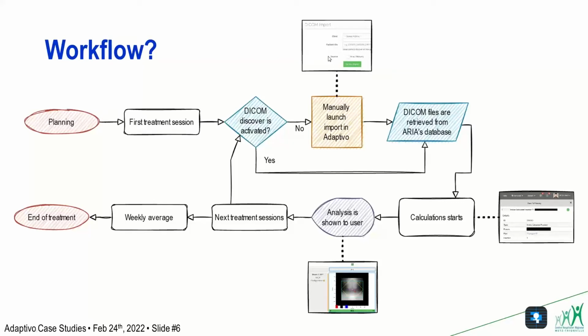You just have to type the patient ID in the import window of Adaptivo. Once the data are retrieved, the calculations will start automatically, and it will last a few minutes. Once it's done, the analysis will be shown to the user. We'll see that on the next slides. And then you'll go on with the next treatment sessions with new integrated images, and the workflow of importing the data will start again. Once it's done, the software will compute weekly averages and weekly reports, and of course, end of treatment reports.